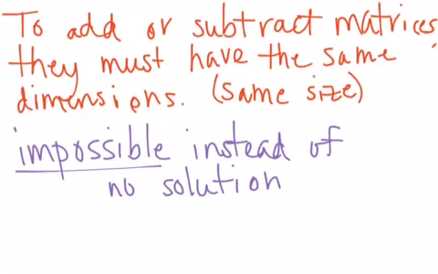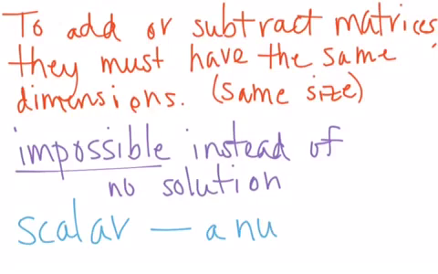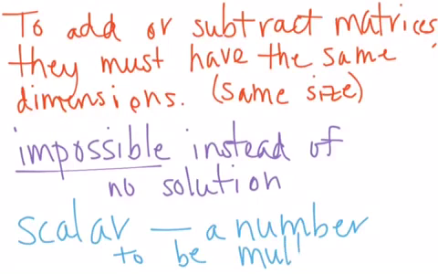And there's one other word that we need to talk about. It's called a scalar. A scalar is just a number, which can be a fraction or whatever, but it's a number to be multiplied by a matrix.